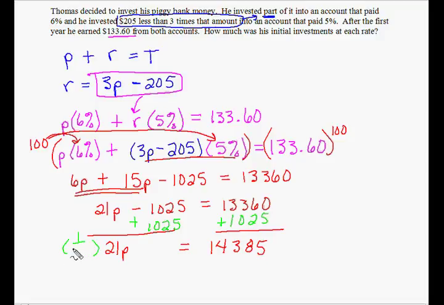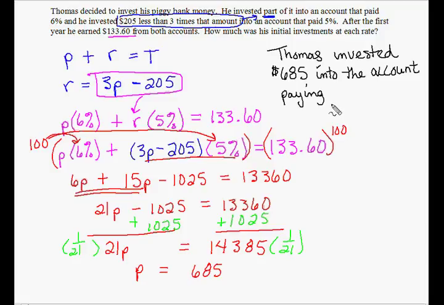Multiply each side by the reciprocal of 21 to get p alone. And we get that p is equal to $685. Thomas invested $685 into the account paying, let's see, this was our P, which was our initial part, and that account was paying 6%.